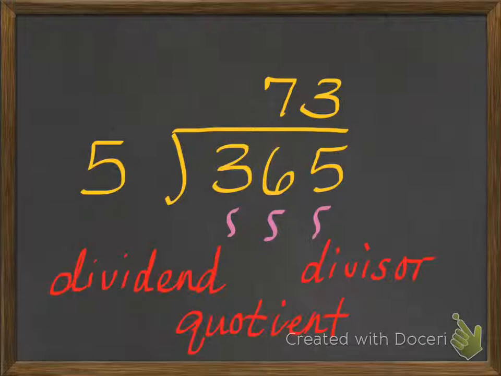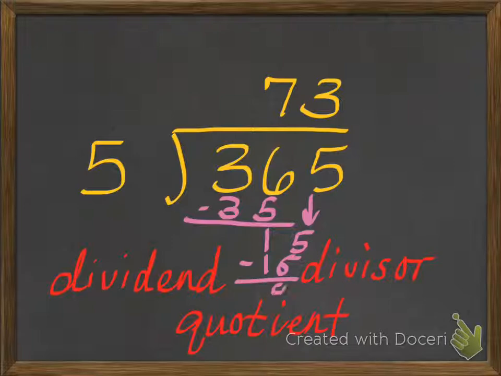All right, did you figure it out? Okay, if you figured it out, then you know that some of the numbers that are missing here are like 7 times 5 is 35. Subtract 36 minus 35 is 1. Bring down the 5, and then 5 goes into 15 3 times. And then there are no remainders.